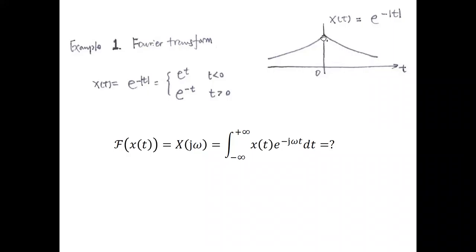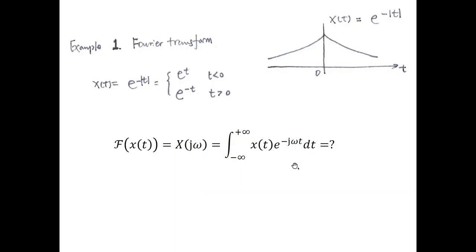So on the right half, for t positive, it's decaying because we are looking at e to the minus t. And for t less than zero, the absolute value of t becomes minus t, and those two minus signs cancel, so we have e to the t. So for the negative part, we have e to the t, which is increasing. So x of t is an even signal that's symmetric over zero.